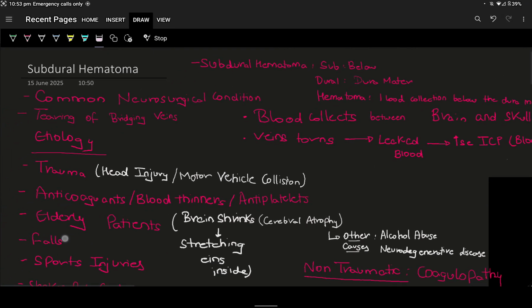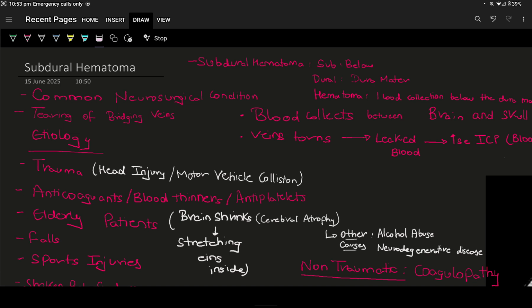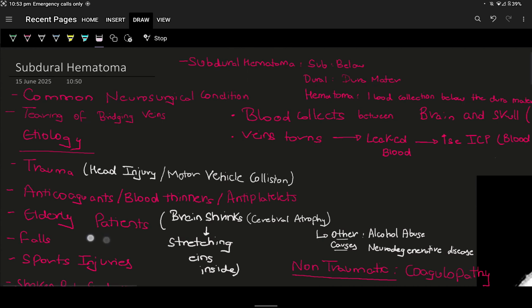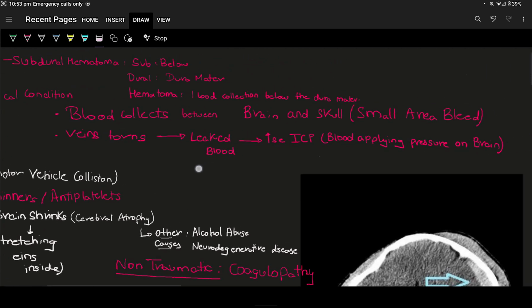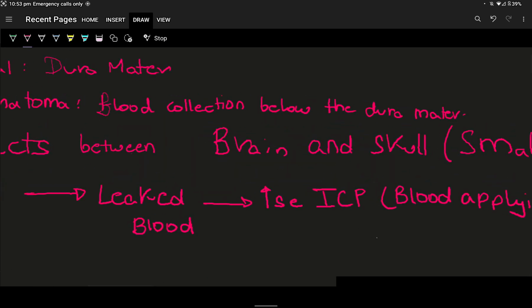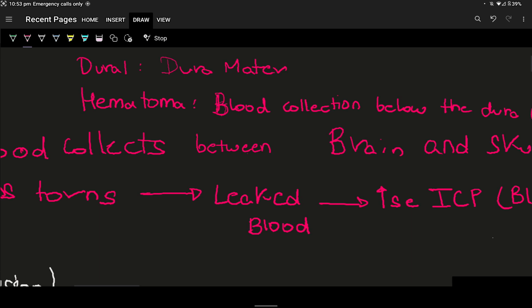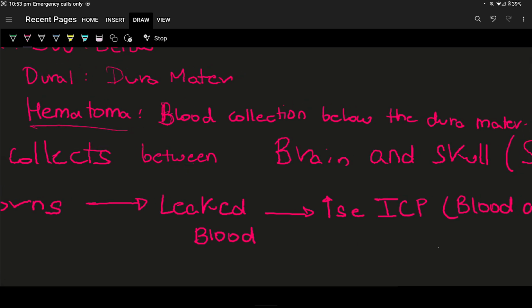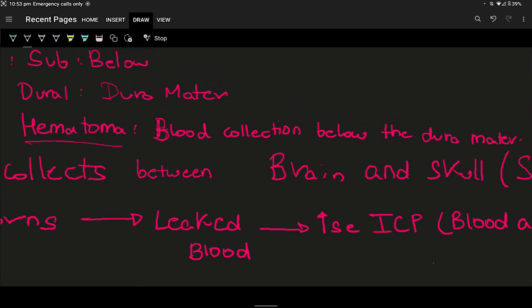In this video, we'll be covering the topic of subdural hematoma. Subdural hematoma is a neurosurgical condition. The term hematoma, in basic terms, refers to a collection of blood, and so blood collection is referred to as hematoma. It can occur anywhere in our body.